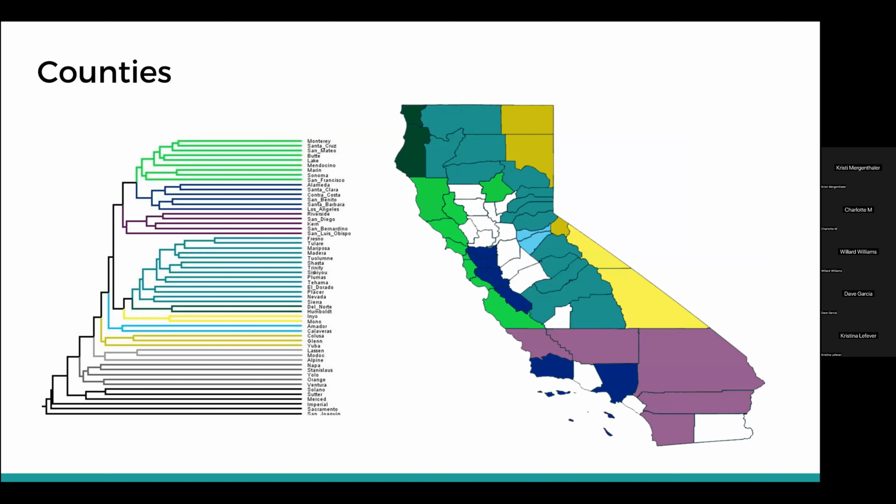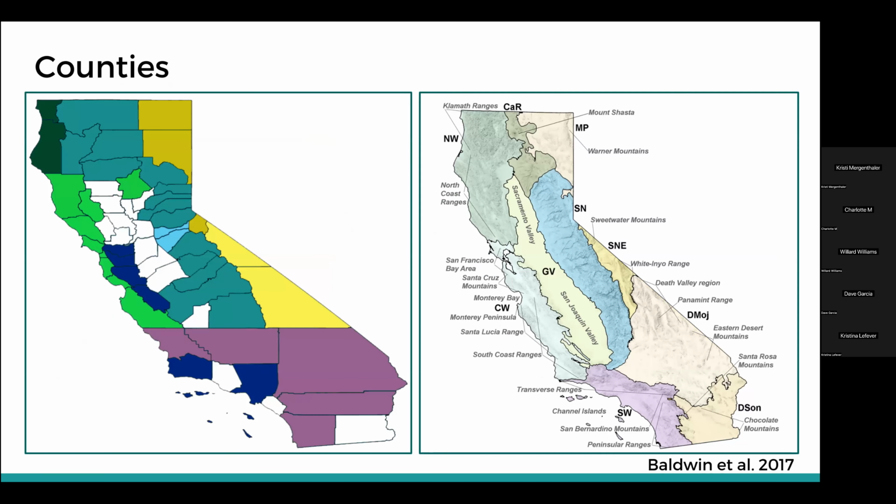So looking at the counties figure this time. The counties is getting better, certainly. And here we have it compared to the ecoregions, and we can see some similarities.